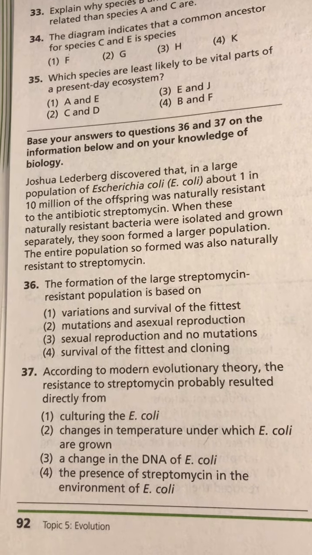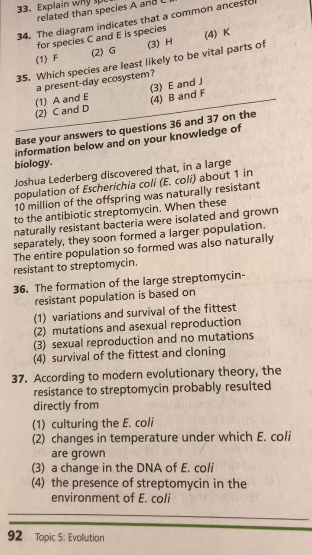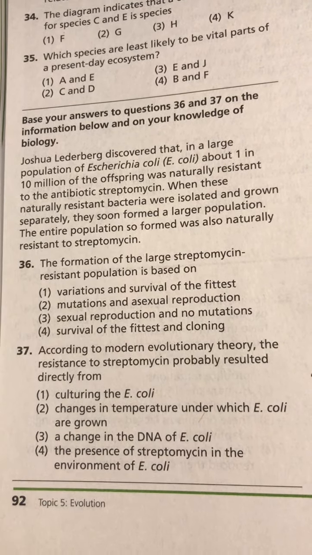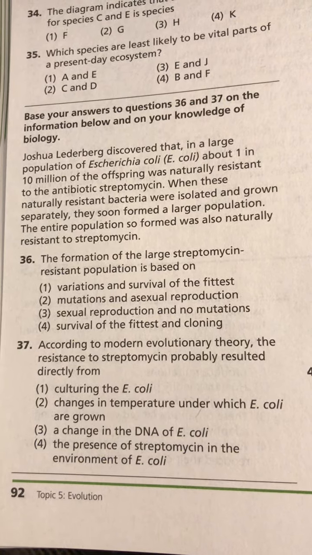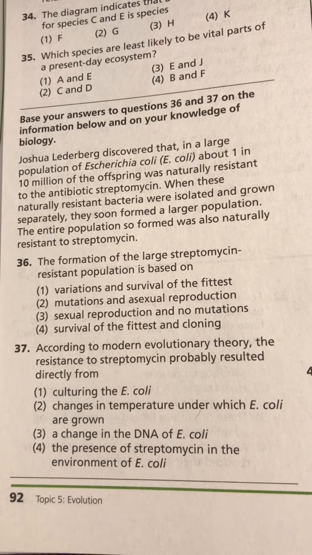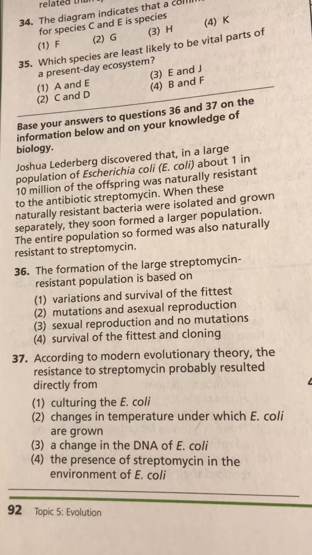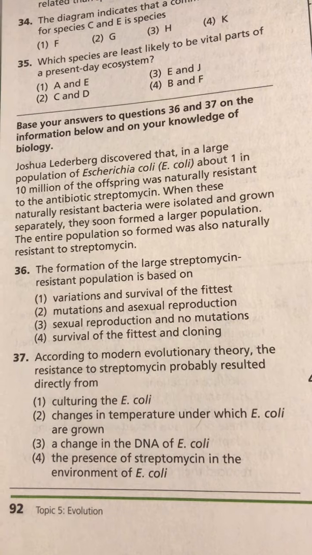Number 37. According to the modern evolutionary theory, the resistance to streptomycin probably resulted directly from 1. Culturing the E. coli. 2. Changes in temperature under which E. coli are grown. 3. A change in the DNA of E. coli. Or 4. The presence of streptomycin in the environment of E. coli.